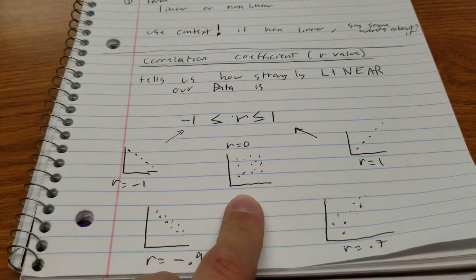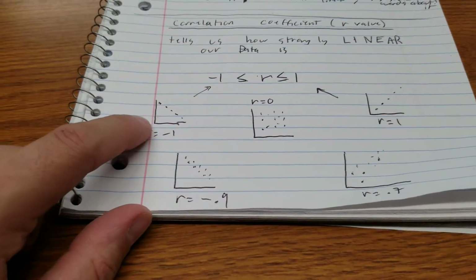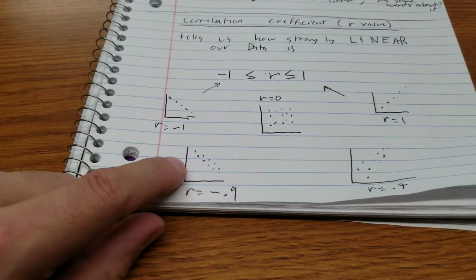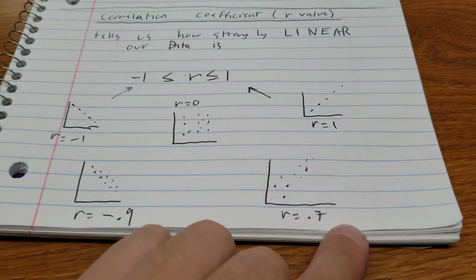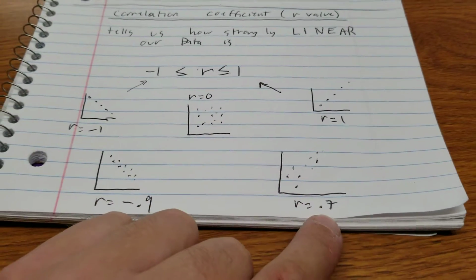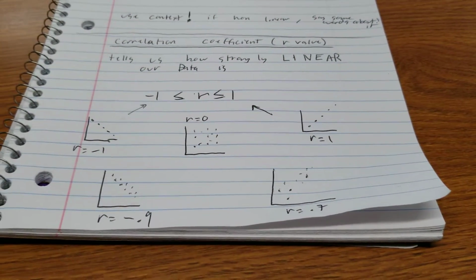It's no correlation here, is it 0? This is an R value of -0.9, so it's not perfect, but it's pretty close. So it's kind of close to -1, and it's in the negative direction. This one's 0.7, so it's a little bit weaker, going up, and you get an R value. We find it in the calculator, but we'll do that tomorrow.